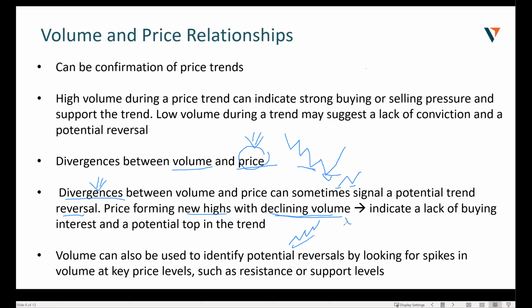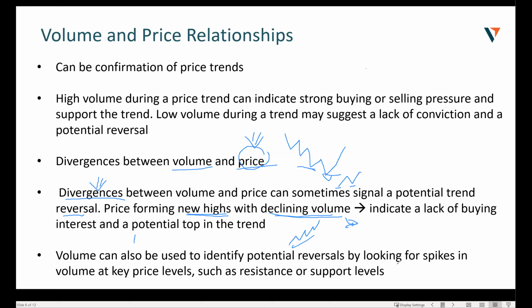Or a lesser number of buyers entering the market. And in this case, this move might not be sustainable. It could indicate a potential reversal. So when there is declining volume, even when prices are forming new highs, this could indicate a lack of buying interest, and it could form a potential top in the trend.